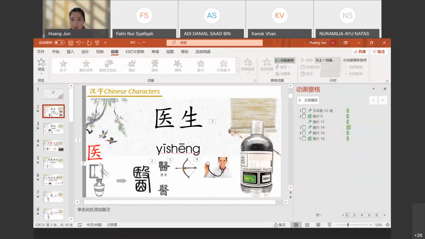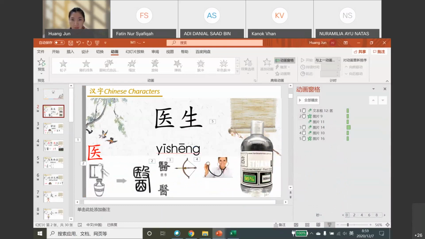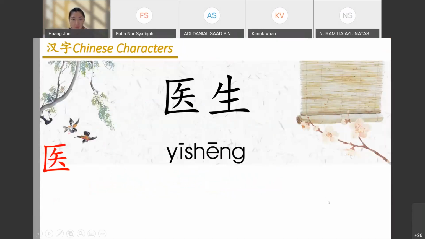So look at page 19 for our Chinese character this week. The first word, 医生. 医生 means doctor. Then we focus on the first character, 医.